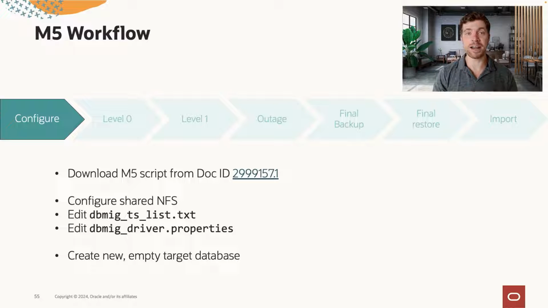After you configure the NFS, but again, this is optional, you need to put the tablespace list that you want to consider in this migration in the dbmig_ts_list.txt file. And finally, the property files. In these property files, you put all the settings for this M5 script execution. Now, the last step is to create a new empty target database where you're going to move your source system to.